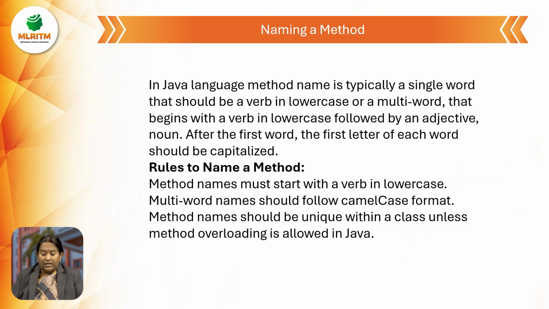Method names must start with a verb in lowercase. Any method name should start with a small letter, that is, a lowercase letter. Multi-word names should follow camel case format. Method names should be unique within a class unless method overloading is allowed in Java. Until and unless we apply the concept of method overloading, we have to create different names for the n number of methods which we are creating.